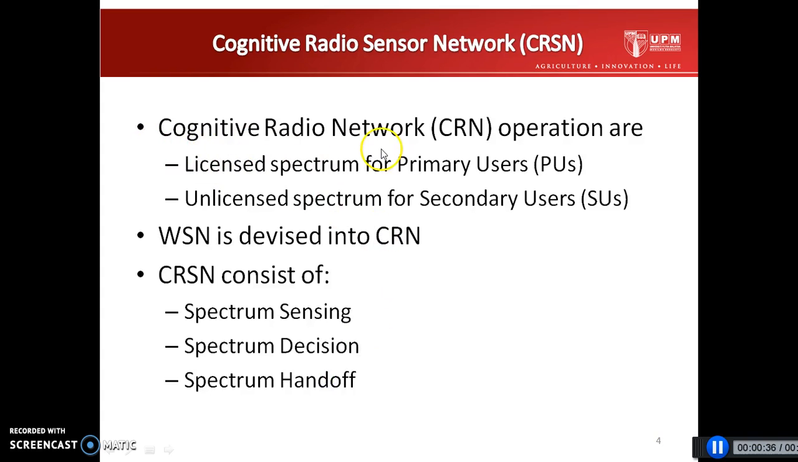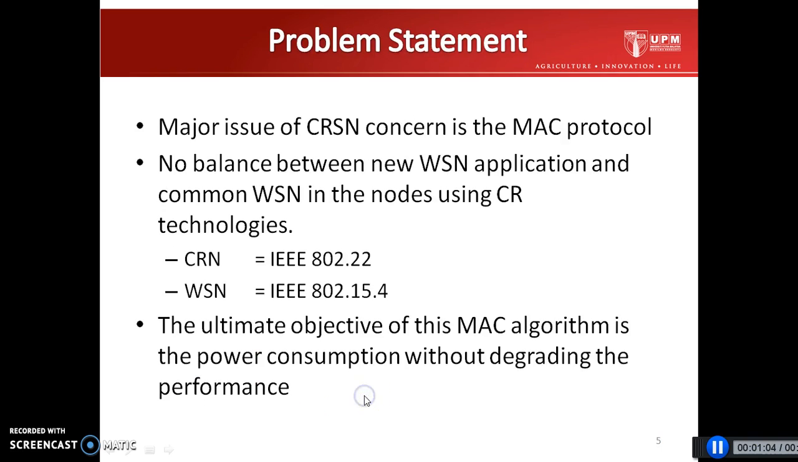Next, the Cognitive Radio Network (CRN) operates on licensed spectrum for the primary user, and unlicensed spectrum for the secondary user. As you know, primary users have to pay for the spectrum, and they are given priority in the network. And next, WSN is combined with CRN to produce the CRSN, which consists of spectrum sensing, spectrum decision, and spectrum handoff.